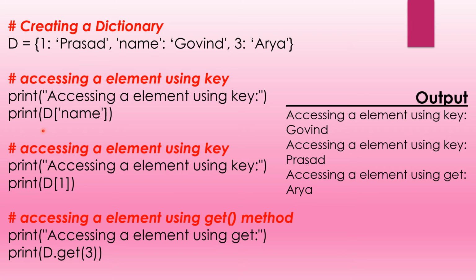So now here is another program. Here we have created a dictionary. 1 is the key and Prasad is its value, name is the second key, and this is the value to it, and 3 is another key, and Arya is its value. So now we will access the elements of the dictionary. How can we access it? Accessing an element using a key. So this will be in the output, as you can see.